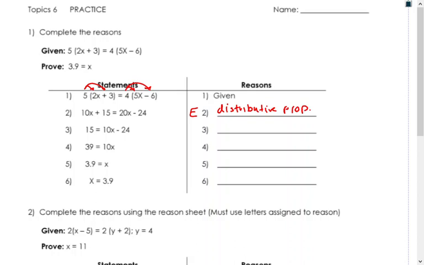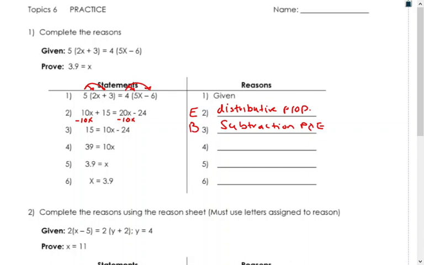from 2 to 3, what we did on this side was we subtracted 10x, and on the other side we subtracted 10x. When you subtract the same thing from both sides, you're doing the subtraction property of equality. And the subtraction property of equality is choice B.